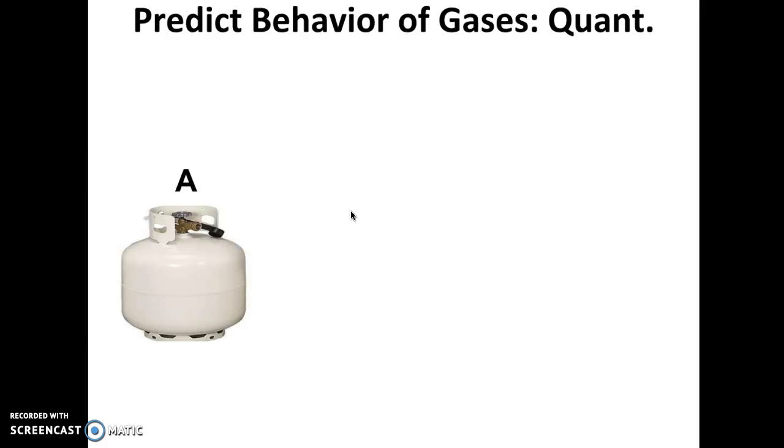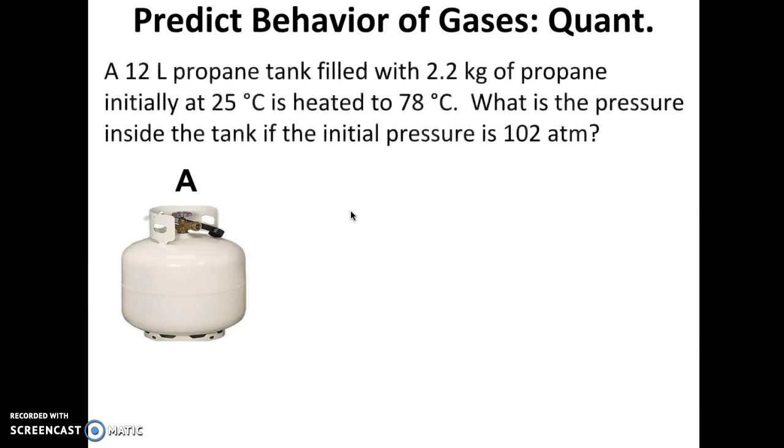Okay, so we looked at predicting the behavior of gases qualitatively. What about quantitatively? So you have this scenario here. Take a moment to read through it. And what I want you to do is underline key information, things that you think are key information. And then we're going to come back together.